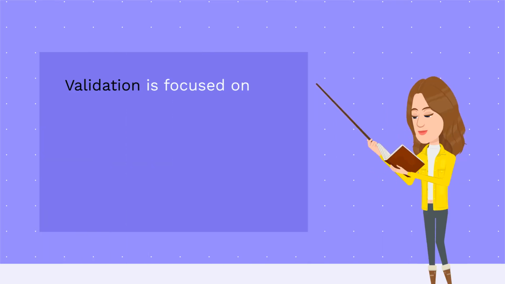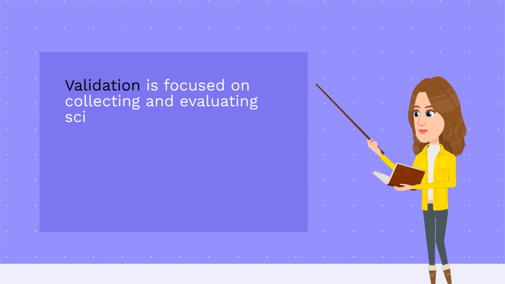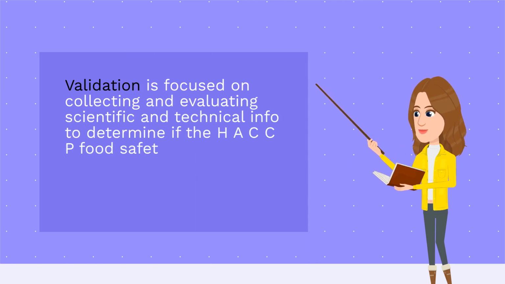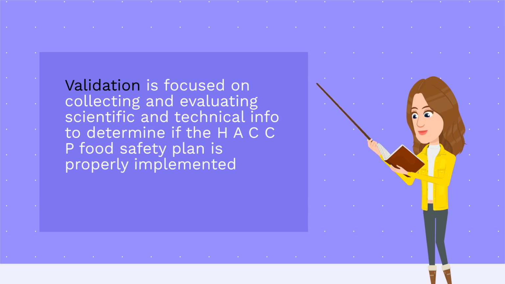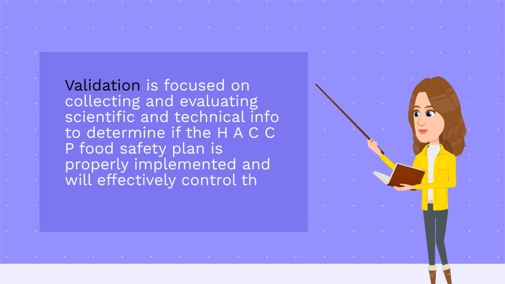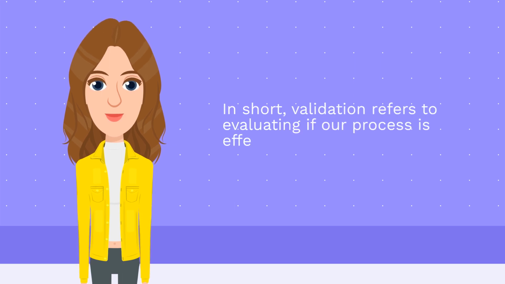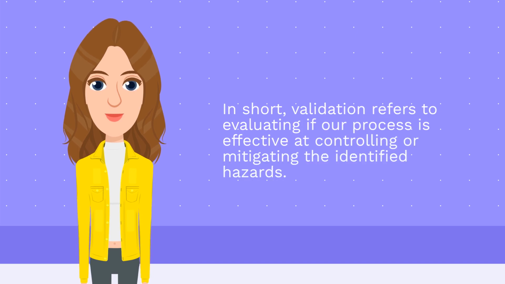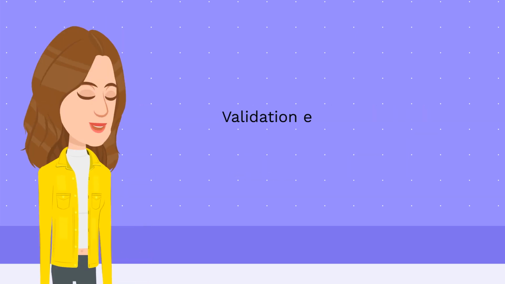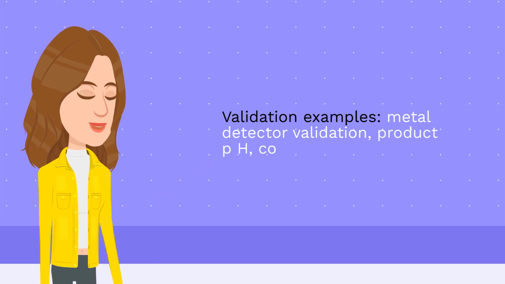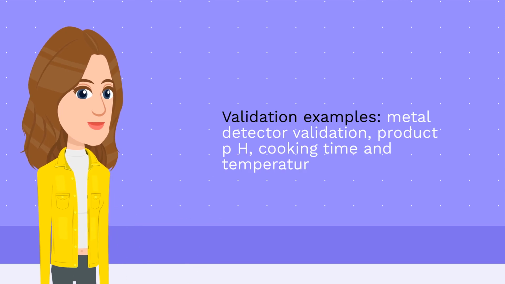Validation is focused on collecting and evaluating scientific and technical info to determine if the HACCP food safety plan is properly implemented and will effectively control the hazards. In short, validation refers to evaluating if our process is effective at controlling or mitigating the identified hazards. Validation examples: metal detector validation, product pH, cooking time and temperature, trending, etc.